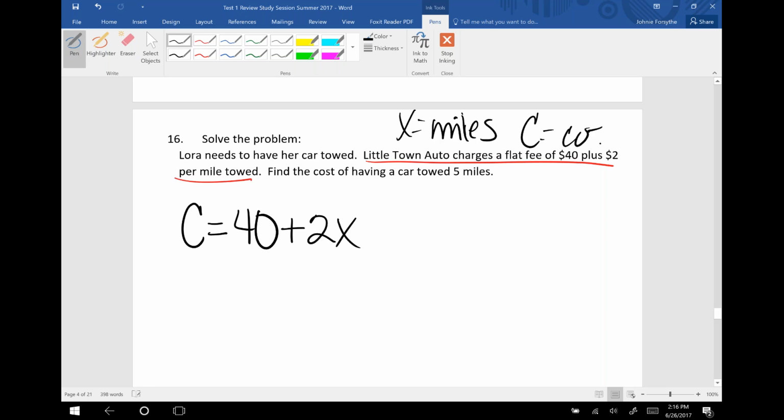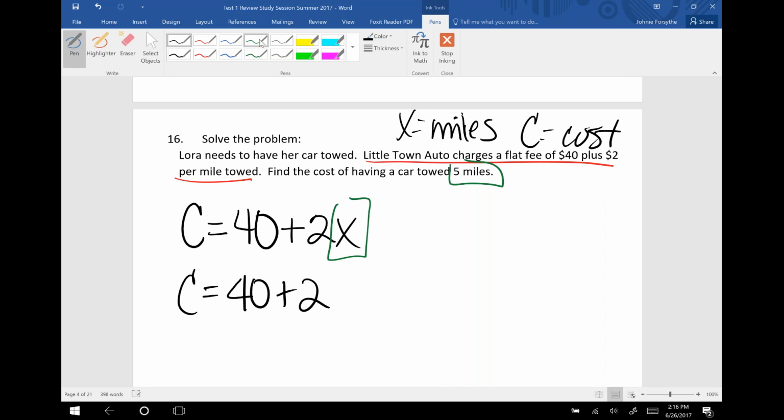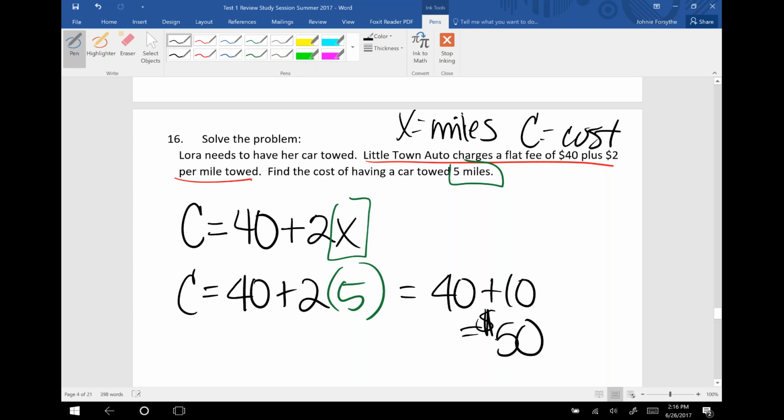And I'm making C the cost. You could have used M, it doesn't really matter. I could have used Y for cost. So find the cost of having a car towed 5 miles. I'm going to plug in 5 in for X. So the cost is $40 plus 2 times 5, which would be 40 plus 10, which is $50.